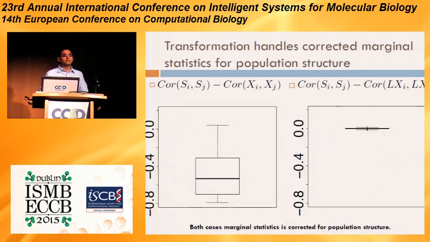So what we did is that we ran simulations to figure out if this quantity that we showed is true in theory really works in practice. So we computed the marginal statistics corrected for population structure, and we computed the difference to the genotype correlation. And you can see there is a huge difference. It's not close to zero. However, when we compare to the case where the correlation is computed in the transformed space, actually the mean is zero, and the variance is very small. So that means that this formula that corrects for population structure actually works in practice.